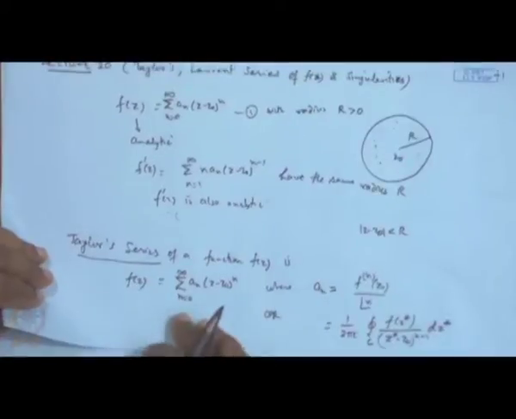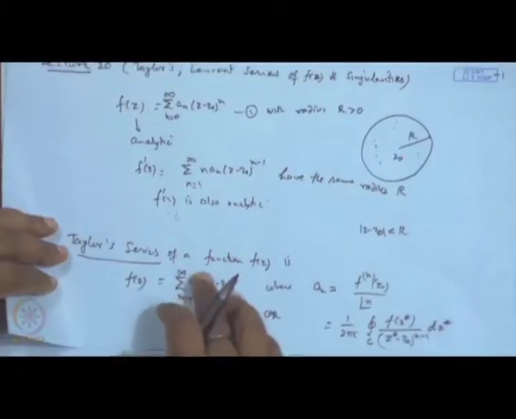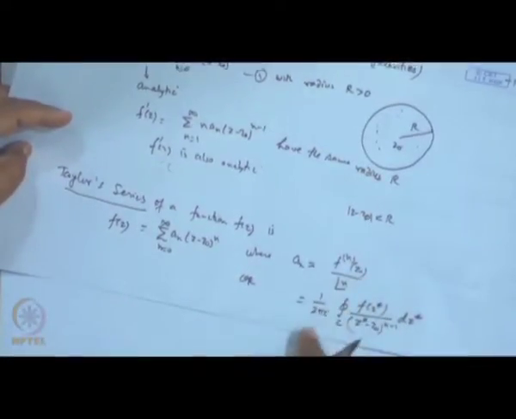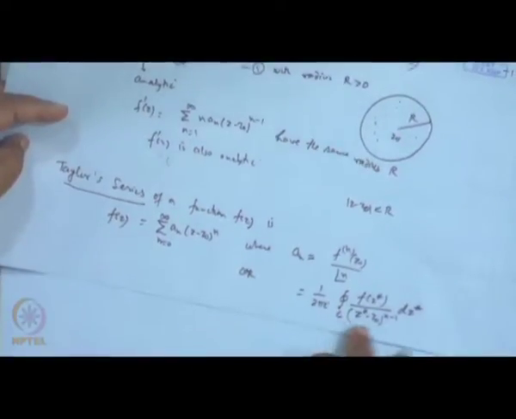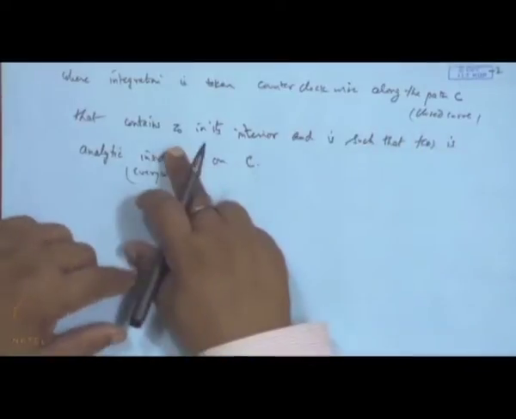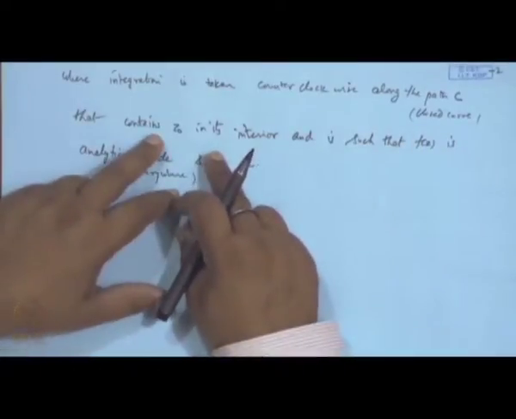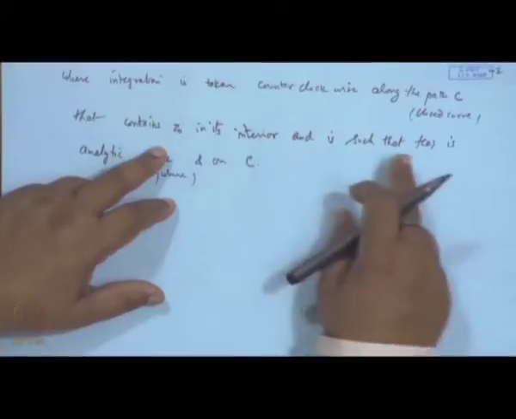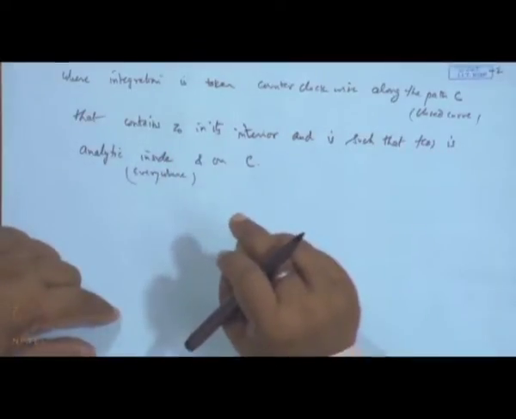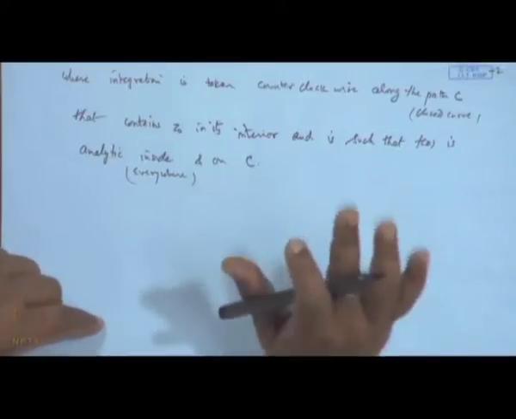So, this is given by the Taylor series, which is basically a power series where the coefficient a n can be computed with the help of these results, where a n is nothing but 1 upon 2 pi i times the integral along a closed path C which contains the point z naught in its interior, and the function f is analytic inside and on C.